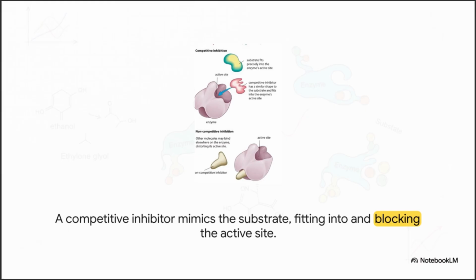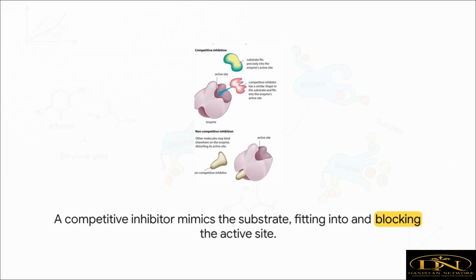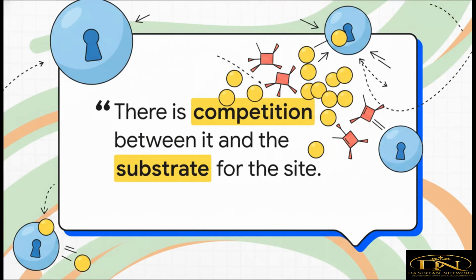It's kind of like someone stealing your reserved parking spot just because their car is a similar size. And this brings us to the key word here, competition. It's really just a numbers game. If you can flood the system with a real substrate, you seriously increase the odds that the substrate, not the inhibitor, is going to grab an empty active site. And what that means is this type of inhibition is reversible. You can actually overcome it just by adding more of the real substrate.